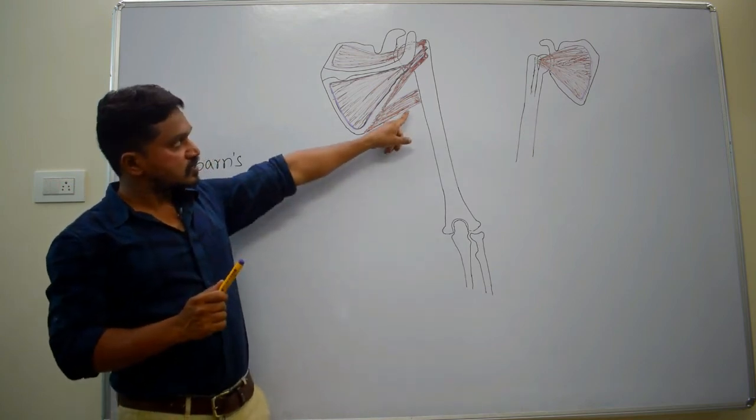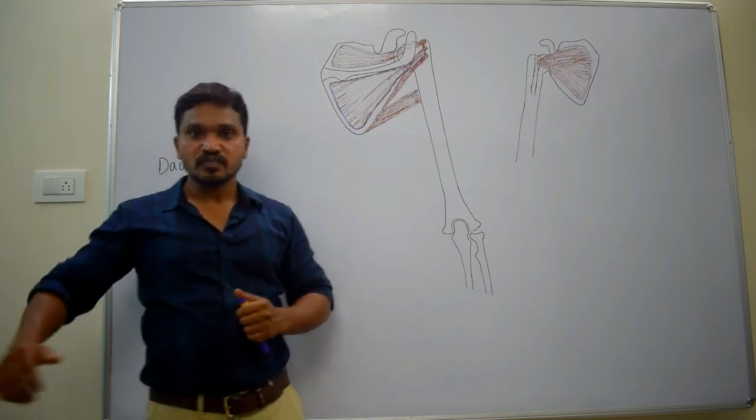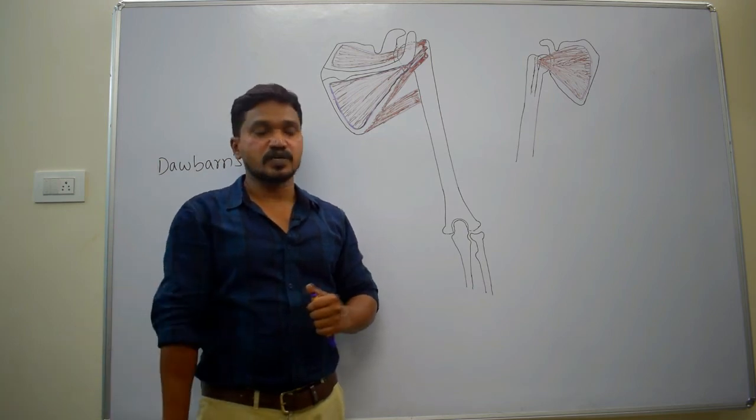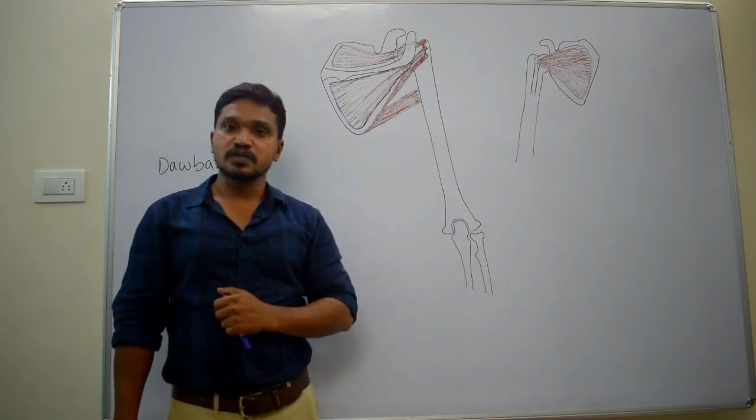Then what is this muscle? Teres major muscle. What is the action of teres major muscle? Adduction and medial rotation by teres major muscle. Then what is the nerve supply of teres major muscle?